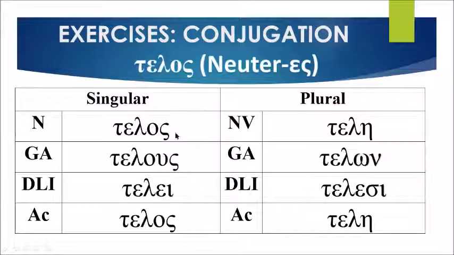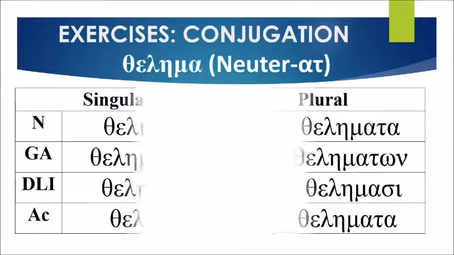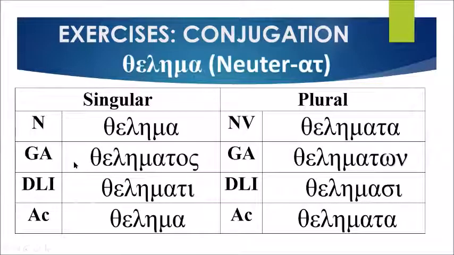Right, let's read from the top. Begin. Telos, telos, delay, telos, delay, telone, telesi, and tele. Very good. Finally, let's try an example for the neuter ending with alpha taf. An example here is the word telema. All right, telema in the accusative becomes telematos. So you see the tos ending here.